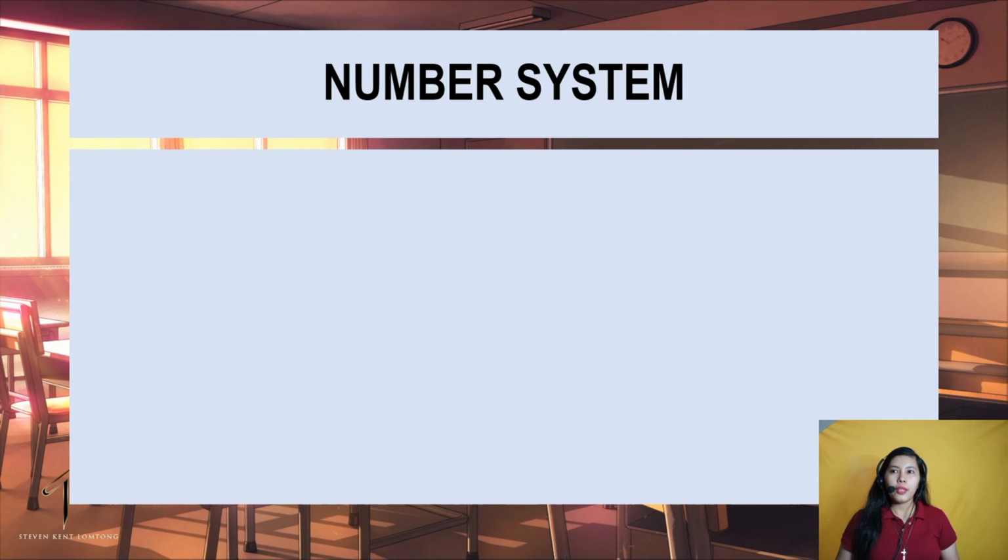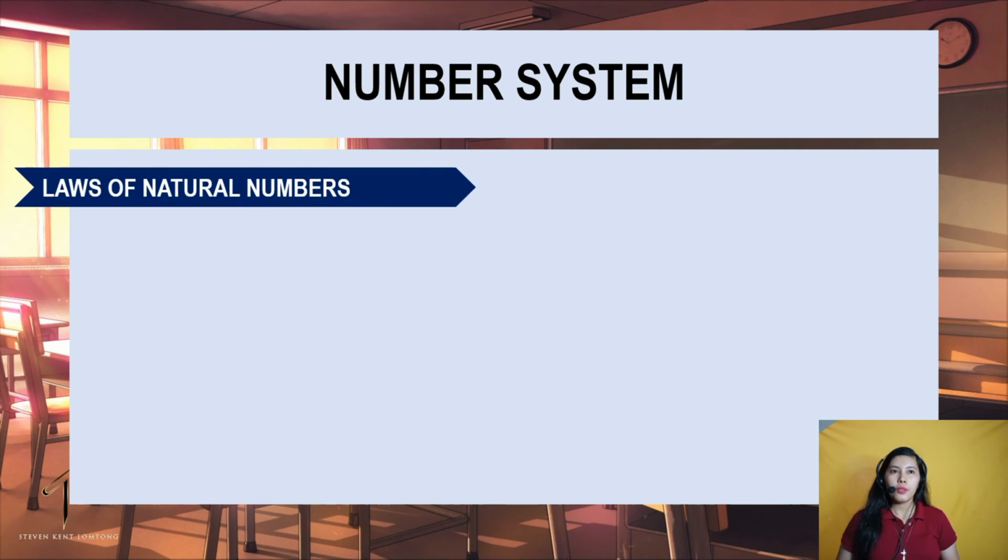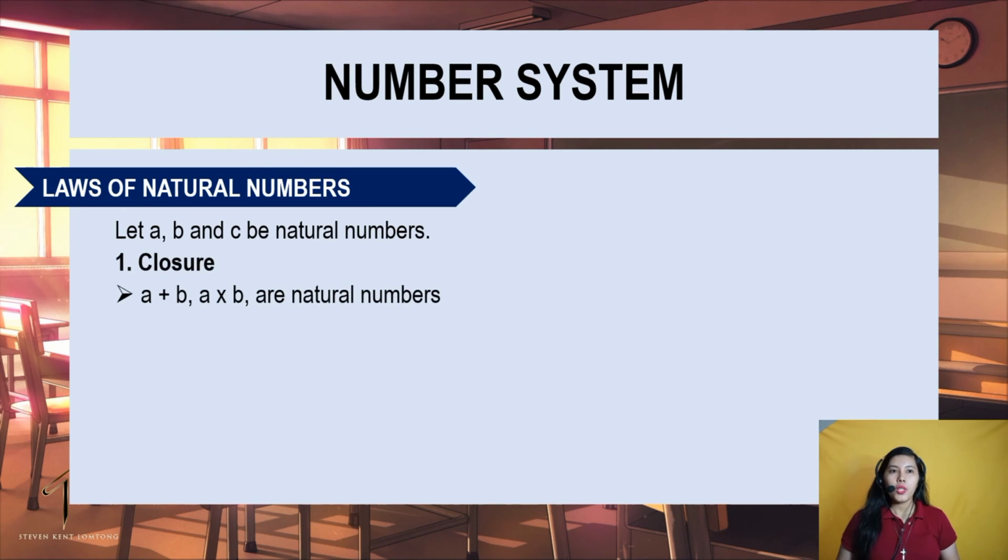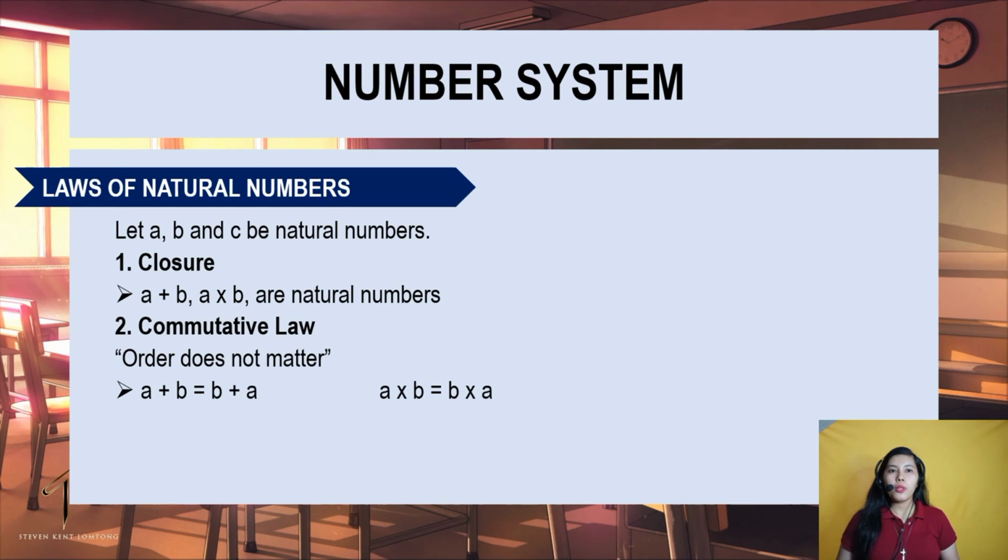Now, for our next topic, we have laws of natural numbers. Let A, B, and C be natural numbers. We have closure: A plus B, or A times B, those are natural numbers. We have commutative law, order does not matter. Yung A plus B natin, that's just the same as writing B plus A. Or if we have A times B, that is also equal to B times A.